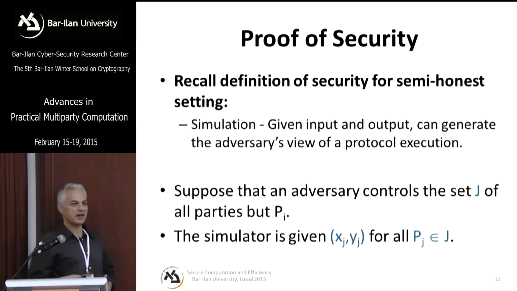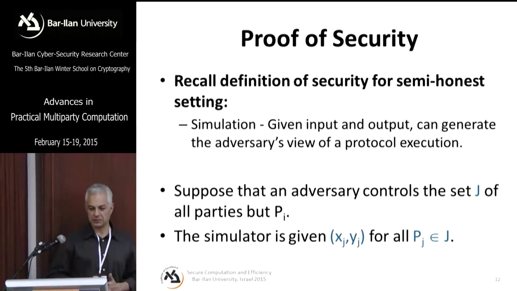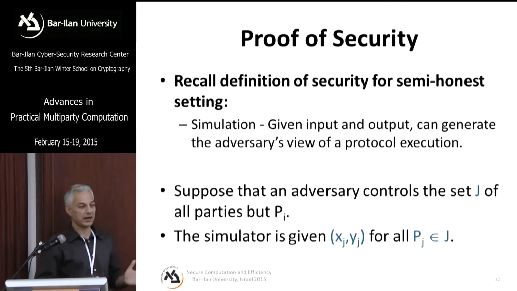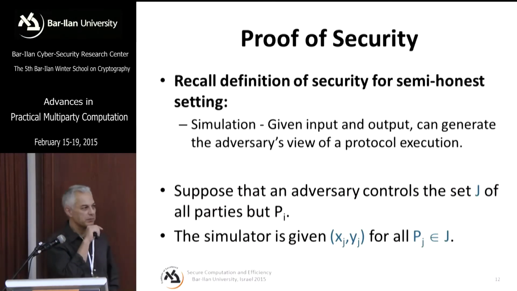Now, the worst case here is an adversary that controls all parties except for one and tries to attack that party. So suppose an adversary controls the set J of all parties except for Pi. What is the simulator given? He's given the input and output of all of the parties in the set J, so the input and output of all parties except for Pi, and it should simulate the view in the protocol.